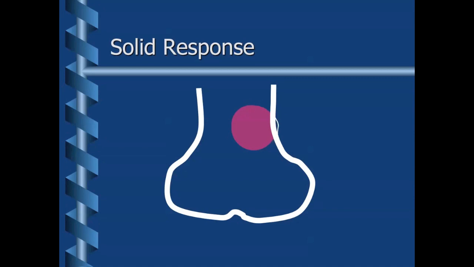So I'll just go through that little sequence again for you. We have a lesion forming, getting larger. It starts to affect the cortex, and the periosteum starts to get lifted up until we get a solid periosteal response, and an even larger one. And obviously that would be quite palpable.